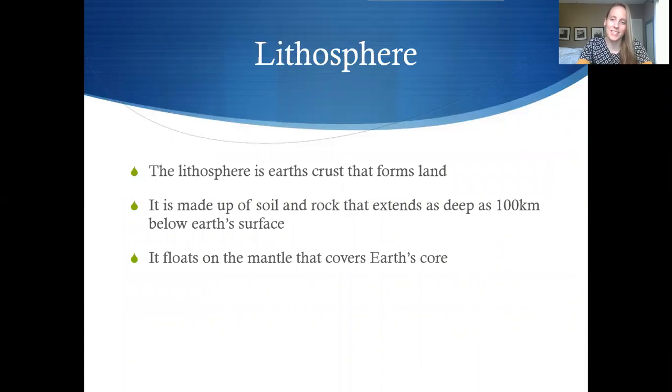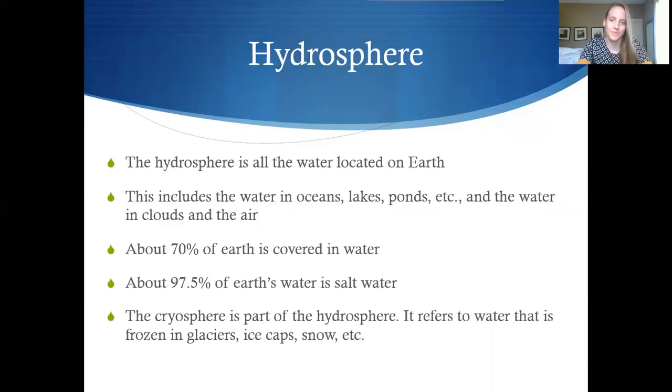The lithosphere is any of the Earth's crust that forms land where things live. It's made up of soil and rock. It can extend as deep as 100 kilometers below Earth's surface, where you can still find microbes and stuff like that. And it floats on the mantle that covers Earth's core. Obviously, no living things live in the mantle, which is why it's not part of the lithosphere or the biosphere.